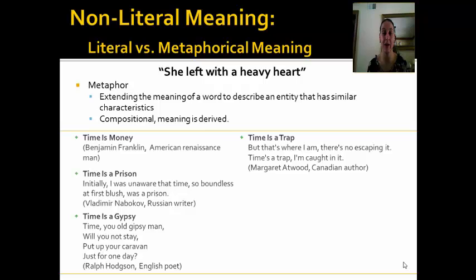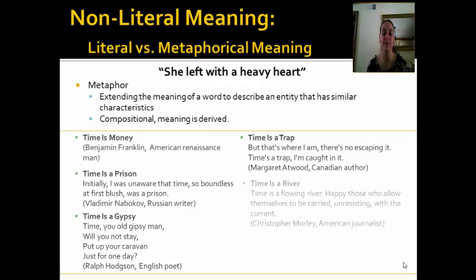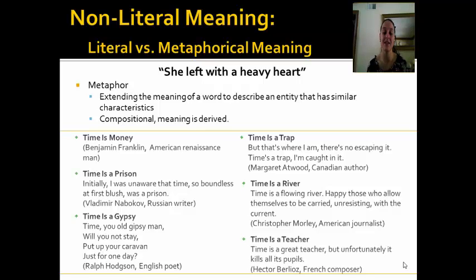Here's another one, time is a trap, right? And that's by a Canadian author. Time is a river, right? So it keeps flowing, by an American journalist. Time is a teacher. So it says, time is a great teacher, but unfortunately it kills all of its pupils. So time is something that we learn from. Okay? So notice how all of these are metaphors, and the way that metaphors work is by assigning the meaning that is contributed by one word to the rest of the terms in the sentence.